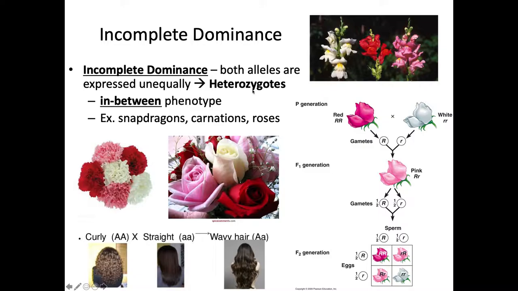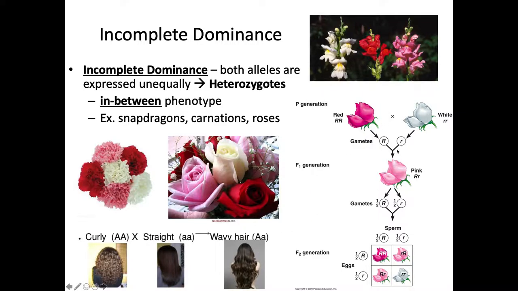So when you have a dominant allele and a recessive allele together, in a normal situation, that dominant allele will completely mask over that recessive allele. But in incomplete dominance, you have some expression of the dominant allele and some expression of the recessive allele. So you get kind of like a hybrid phenotype. And then you can see these in flowers, so carnations, roses, snapdragons, and then of course hair texture or waviness of hair.